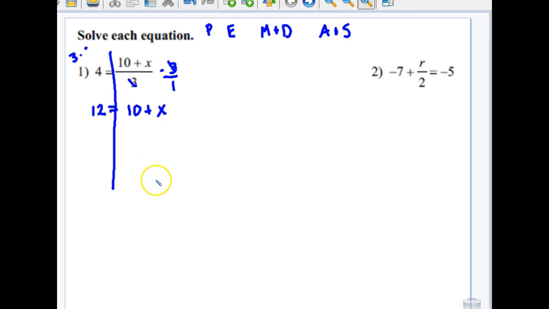And now, doesn't it look exactly like the problems we've been doing? So how do I get x all by itself? I have to move this, right? How do I move it? What do I need to do to move it? I need to add the opposite. So the opposite of positive 10 is what? So I'm going to subtract 10 from both sides. And make sure that whatever I do on this side, I also have to do on that side.